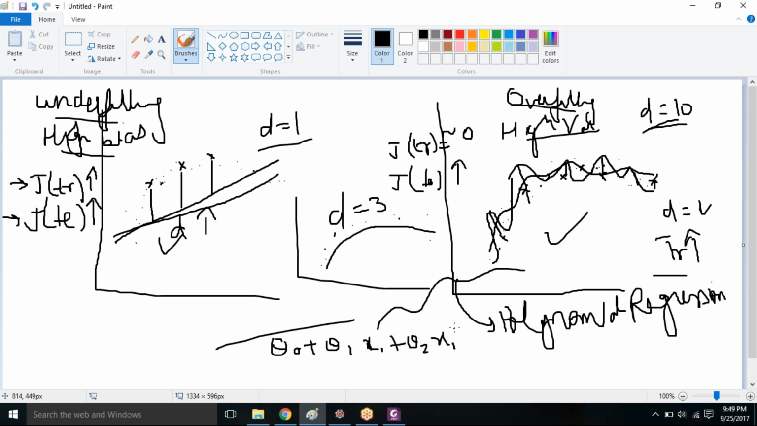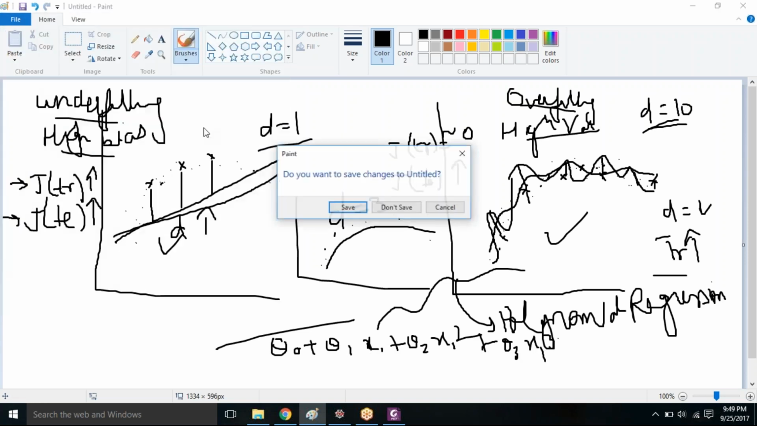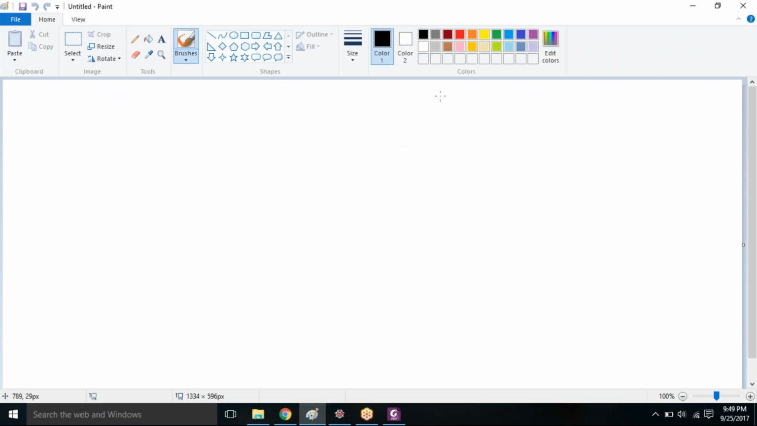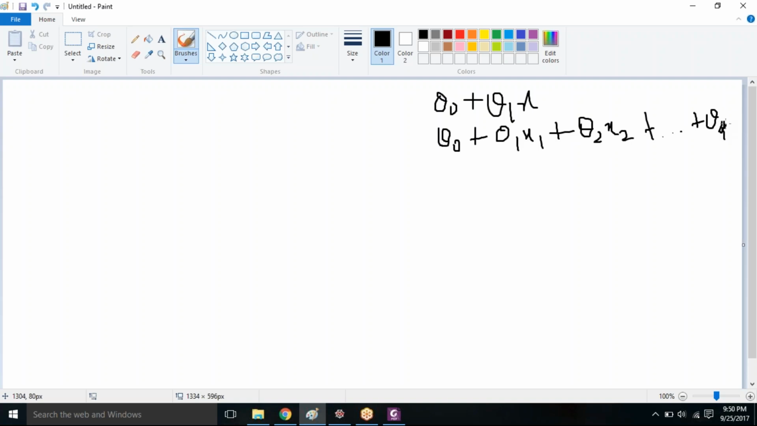Theta 2 x1 square, theta 3 x1 cube. So I told you there were two things. One is single variable, which is very simple: that is simply theta naught plus theta 1 x. Now there was another thing, which is called regression with multiple variables, where you have other features also, x2, dot dot dot, say theta 4 x4, like this. So this is one thing, this is another thing.